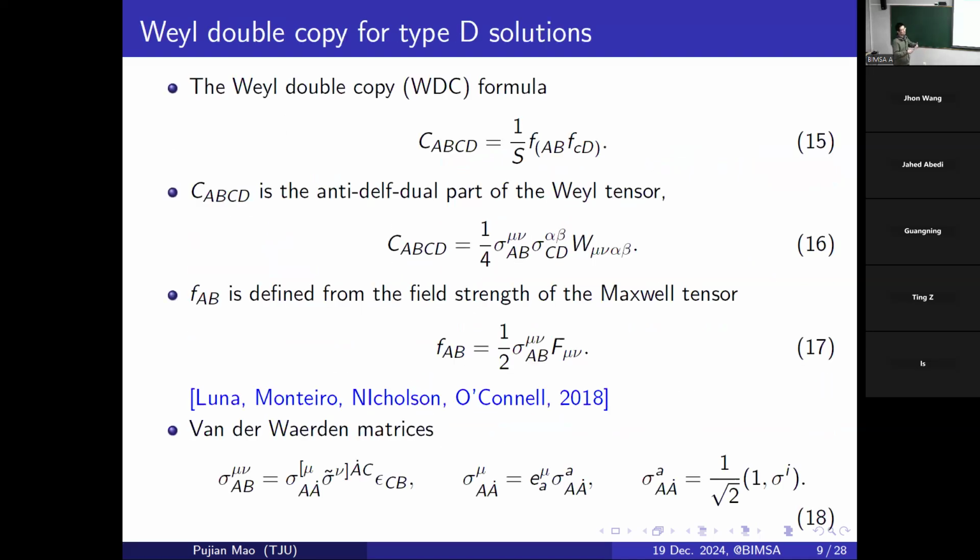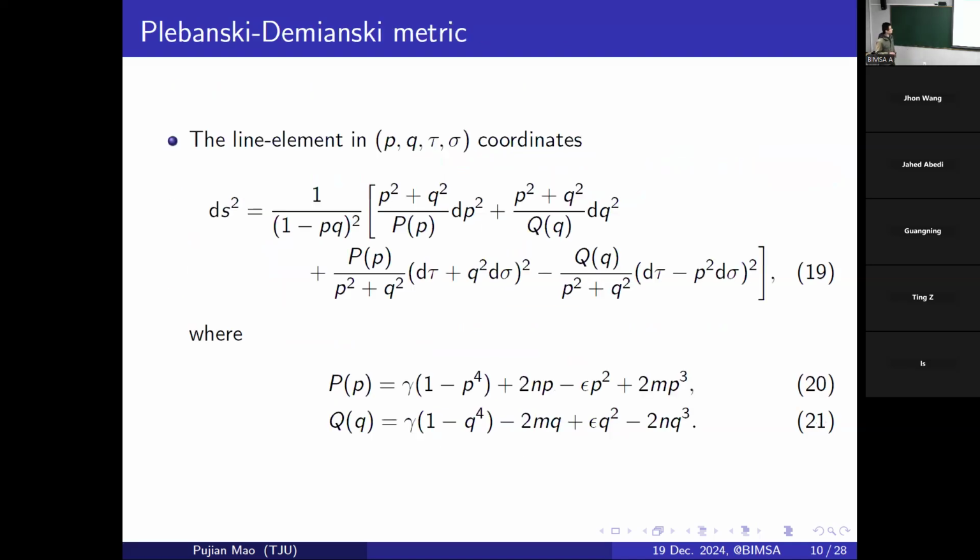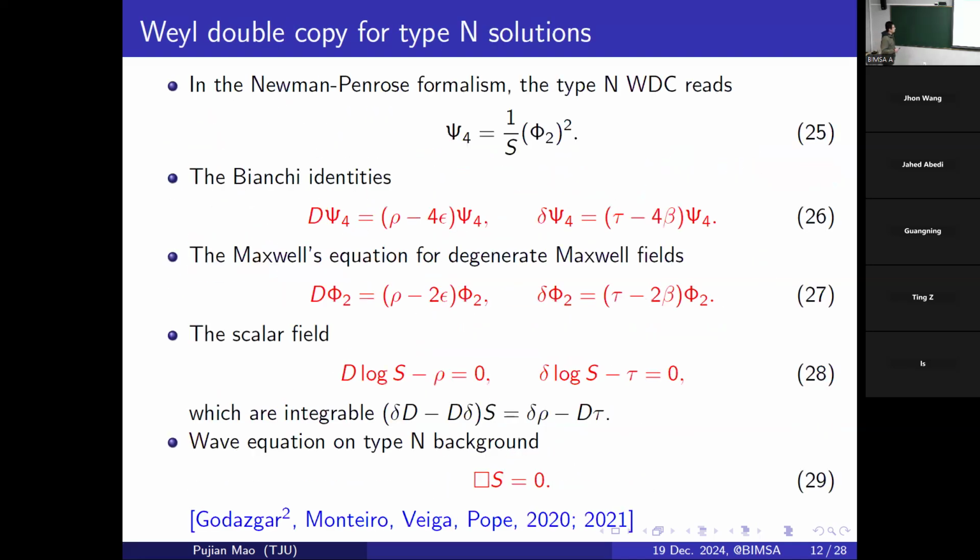So that means for every type D solution, the Weyl double copy relation holds. So you have identical Maxwell fields, F_AB and F_CD, sorry, this is a typo, this should be a capital C, are the same Maxwell field. S is a scalar field satisfying the wave equation.